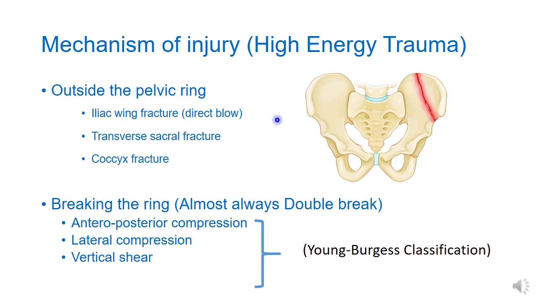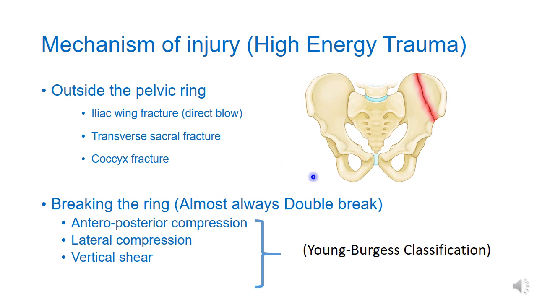High energy trauma could either affect the ring, affecting the stability of the pelvic ring, or occur outside the pelvic ring. It could occur in the false pelvis through a direct blow to the iliac wing, or it could occur below the true pelvis, a transverse fracture of the lower part of the sacrum or the coccyx. But if you have a double break, this is almost always affecting the stability of the pelvic ring.